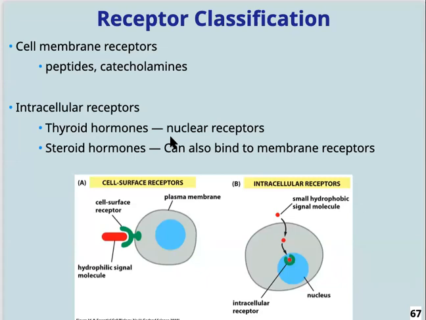Thyroid hormones are not steroids. However, they are lipid soluble. They are poorly soluble in water, so they must bind to carrier proteins during transport. It's derived from tyrosine, if you recall, and is transported into the cell where it then binds to nuclear receptors, so receptors within the nucleus. Steroid hormones are lipid soluble. They can freely cross the plasma membrane and bind to intracellular receptors, but sometimes they may also bind to membrane associated receptors, so membrane receptors.